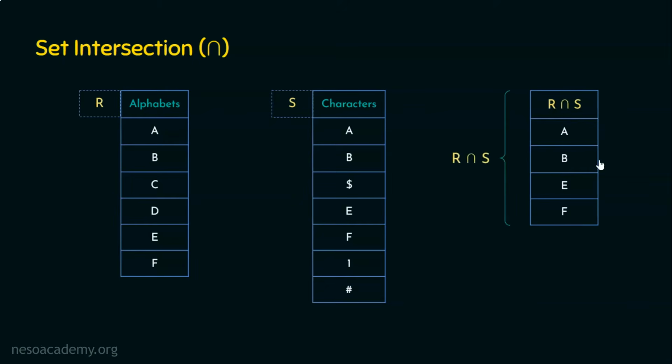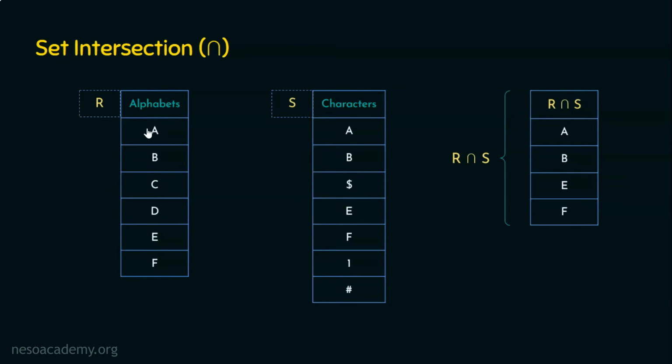And here is the output of R intersection S. How did we get this output? What is R intersection S? It is the set of all objects or elements that are the member of R as well as S. The elements in the output will be belonging to both R and S.